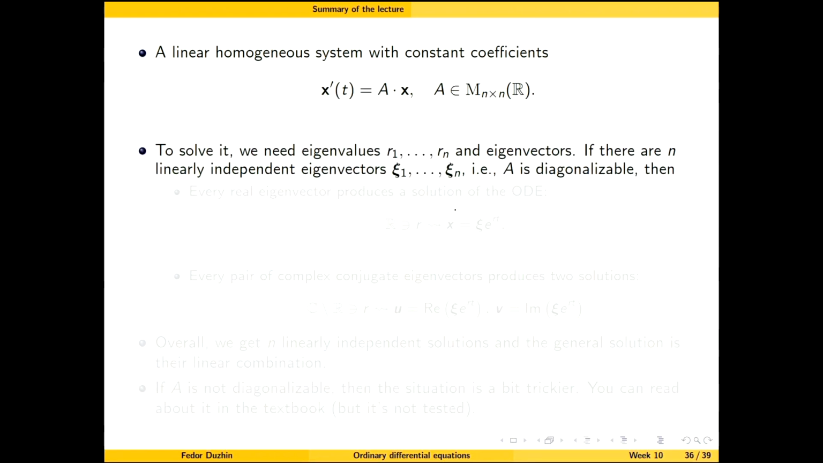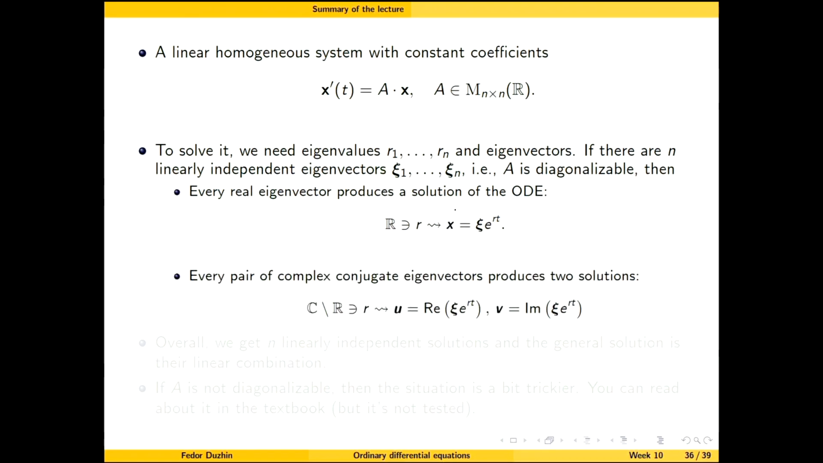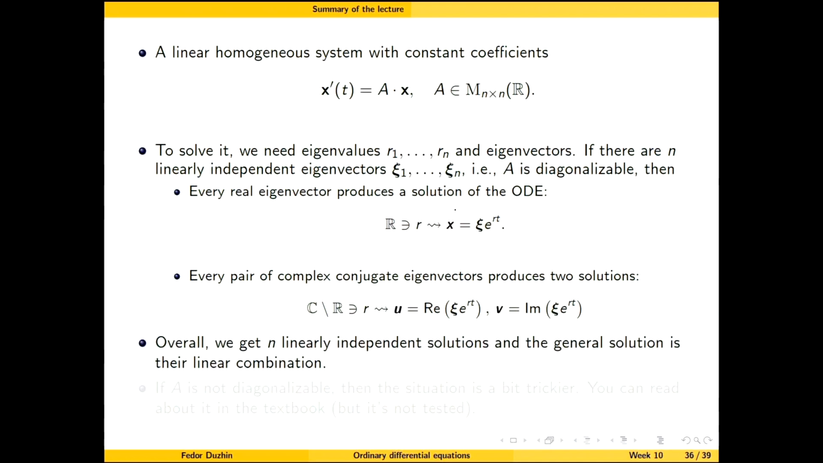Alright, so to do this we need eigenvalues and eigenvectors, and hopefully there are linearly independent eigenvectors. Right, and then every real eigenvector gives us one possible solution, and every pair of complex conjugate eigenvectors gives us a pair of linearly independent solutions. So the correspondence is 1 to 1 still.